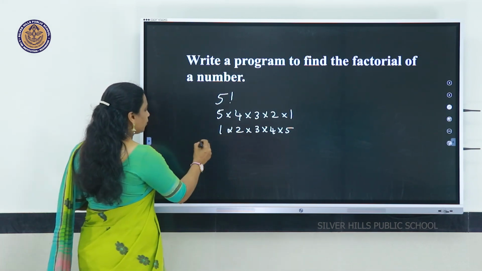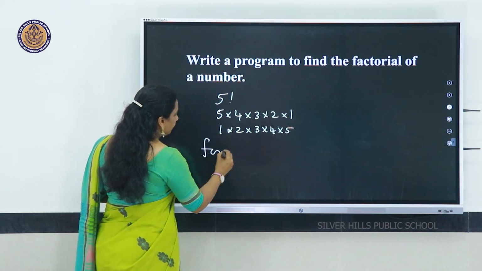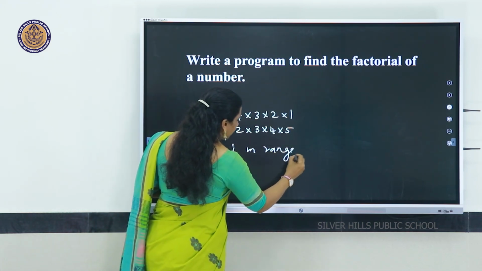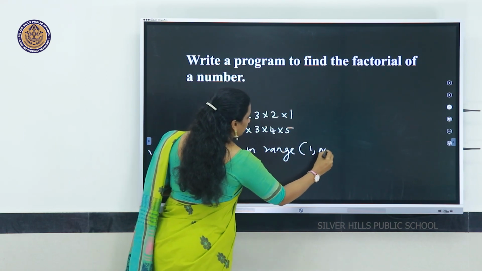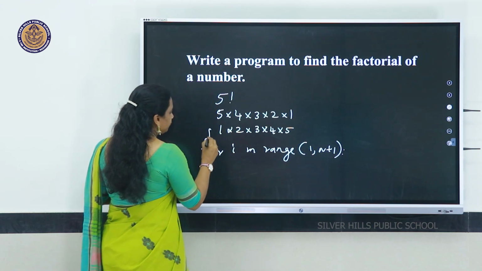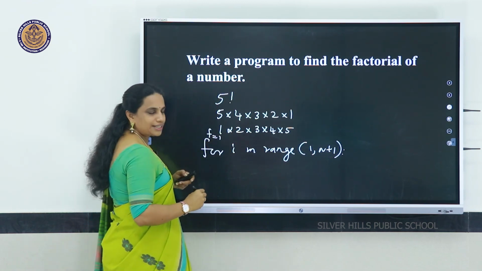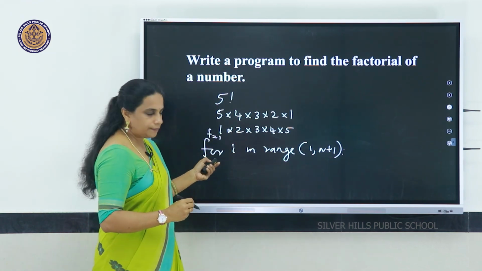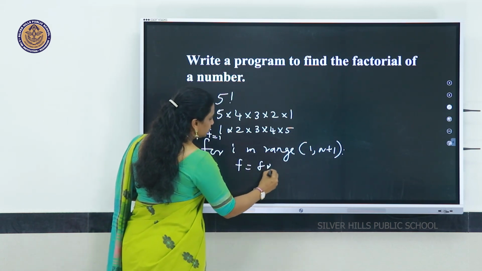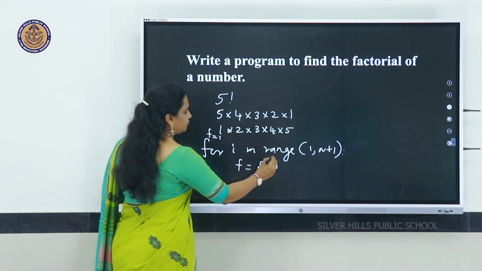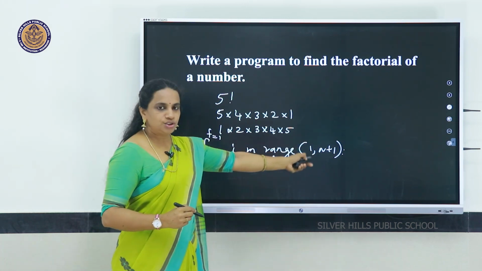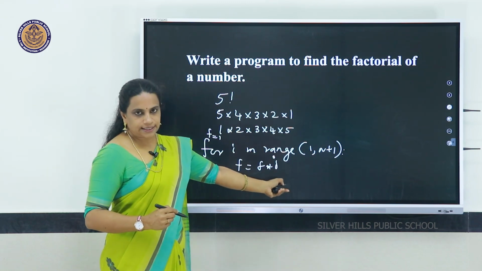How can we write the for loop here? For I in range of, same way, 1 comma n plus 1. Initially you can make factorial is equal to 1. Assume that factorial is 1. Now you can write f is equal to f into I. Initial value of I is 1, then 2, 3, 4, etc.